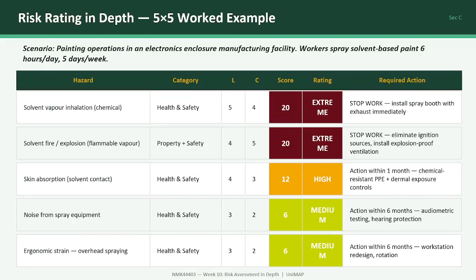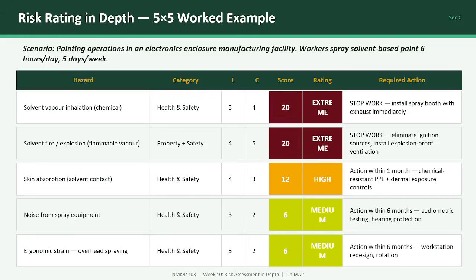Chemical-resistant gloves, barrier creams, appropriate protective clothing. Hazards 4 and 5, noise from spray equipment and ergonomic strain from overhead spraying, score medium at 6 each. Action within 6 months. What does this example demonstrate?